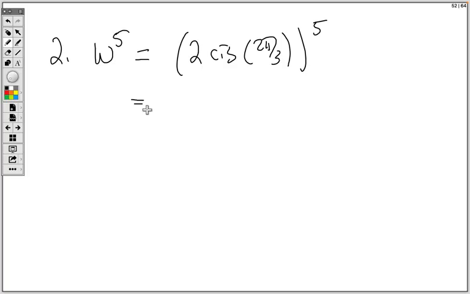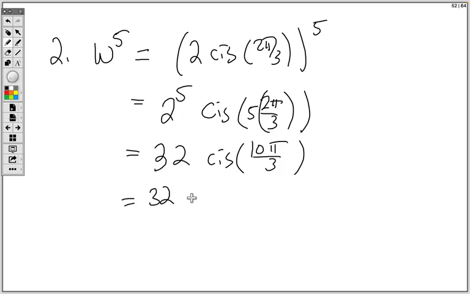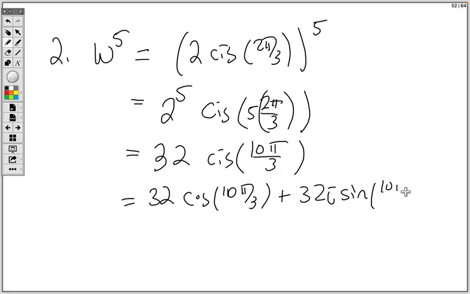So we can think of multiplying w by itself 5 times. Every time you multiply w by itself, you're multiplying the moduli, 2 each time. So it'd be 2 times itself 5 times. You'd be adding the angle to itself 5 times. So this is De Moivre's theorem. So I'd have 32 cis 10 pi over 3, which would be 32 times the cosine of 10 pi over 3 plus 32i sine 10 pi over 3.